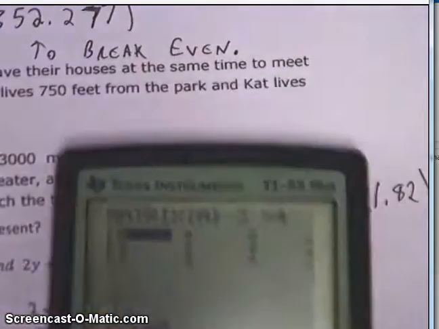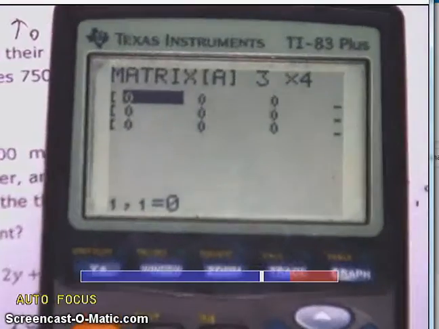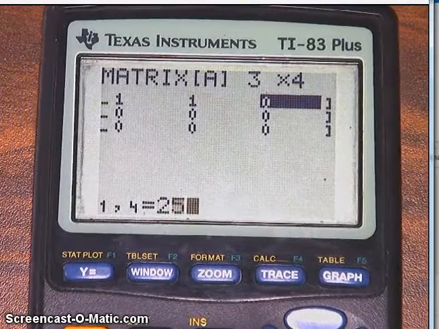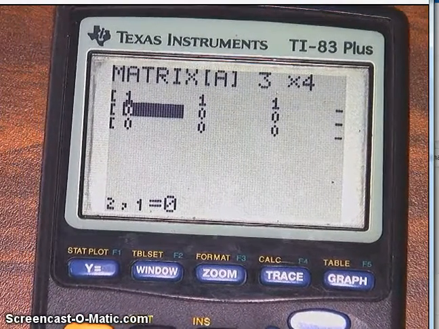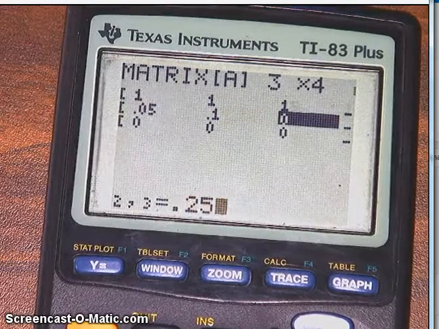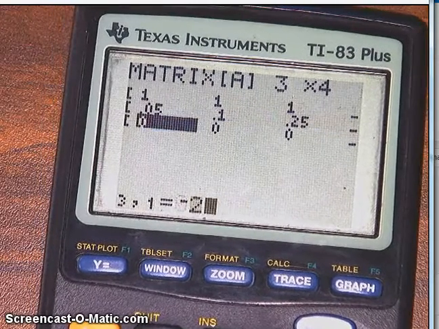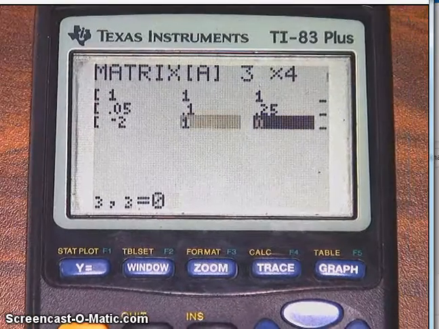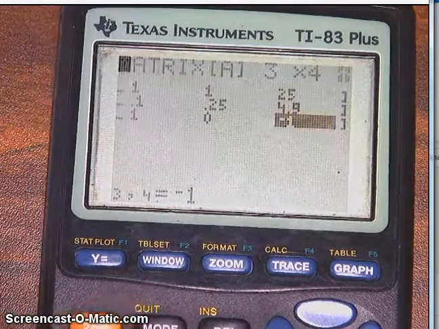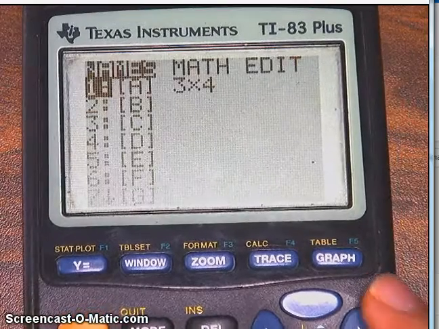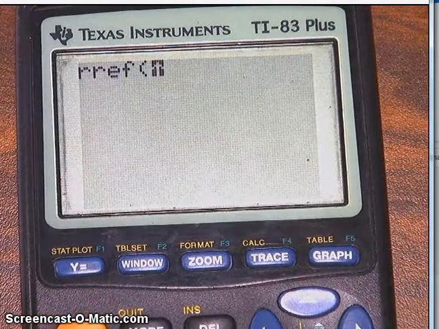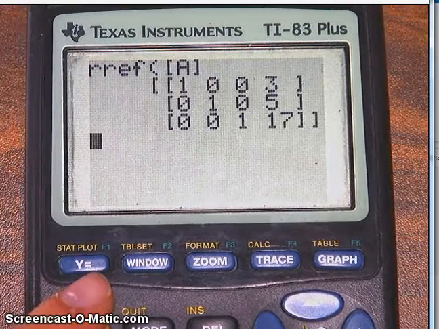And I'm going to do that right here. So the augmented matrix I just wrote was 1, 1, 1, 25; 0.05, 0.10, 0.25, 490; negative 2, 1, 0, negative 1. And I'm going to go to second matrix, over to math, up to B, second matrix A, and hopefully it spits out a solution.